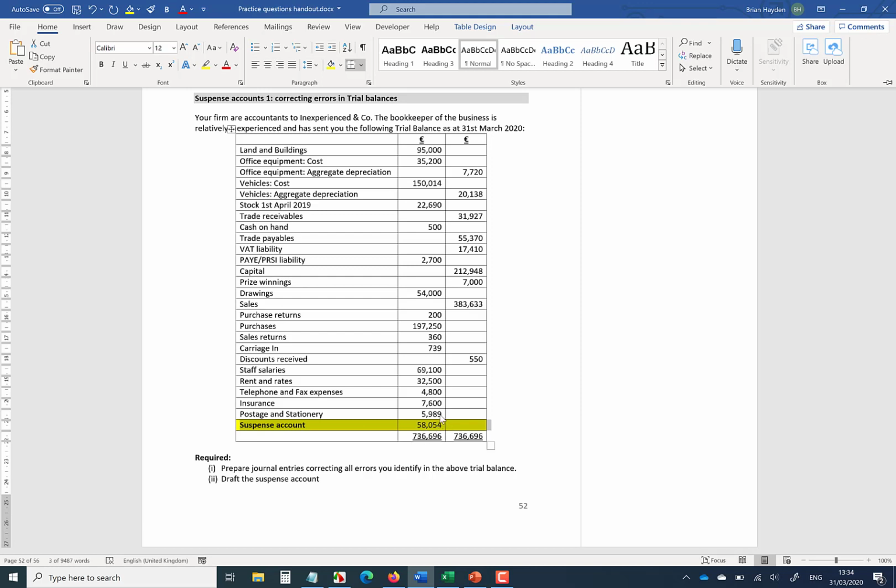58,054 is the balance. So there's something wrong in the trial balance, and we are asked to prepare journal entries correcting all errors you identify in the trial balance, and then draft the suspense account. So we're going to switch to the solution. This question, as you can see, is page 52 in your booklet of questions. So I'll switch to the solution and we'll go through the process involved.